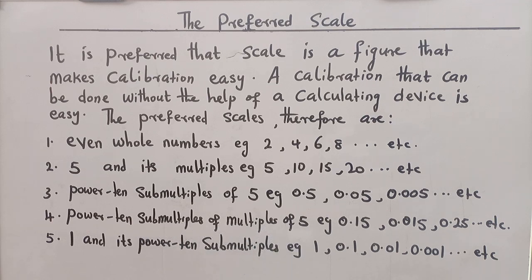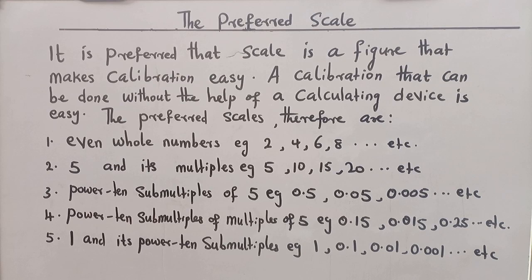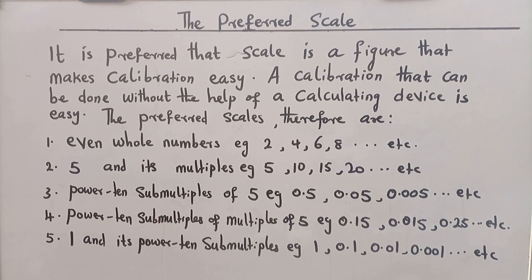multiples of 5. They are also acceptable as scales, because if, for instance, 0.15 is a scale, we use it to calibrate the first interval, and the next one is going to be 0.15 plus the same 0.15. That will give us 0.3. The next is 0.3 plus 0.15, and so on and so forth. So because we can get these things without insisting on use of a calculating device, this is acceptable.